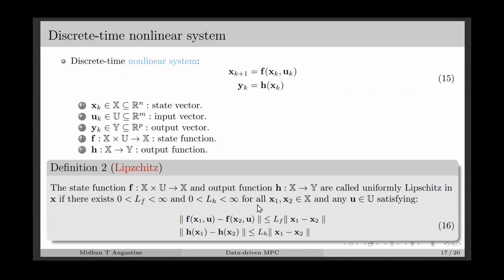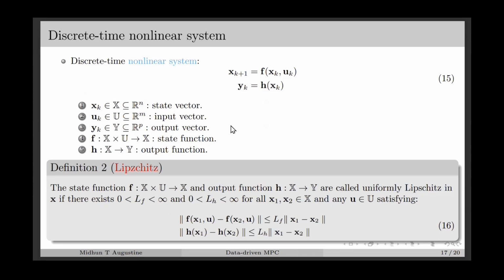Next, we move on to discrete time nonlinear systems. In the case of a discrete time nonlinear system, the state and output dynamics are defined using nonlinear functions, and we can represent it as in equation number 15, where xk is the state vector, uk is the control input vector, and yk is the output vector. f is the state function which maps the current state to the next state under the control action uk, and h is the output function which maps the current state to the output. In the case of a nonlinear system, this f and h are considered to be nonlinear functions.